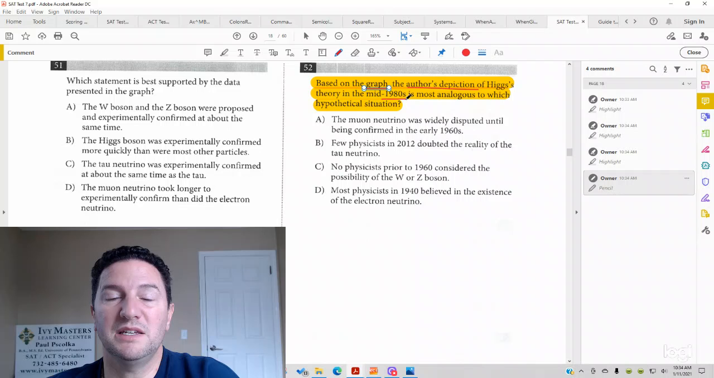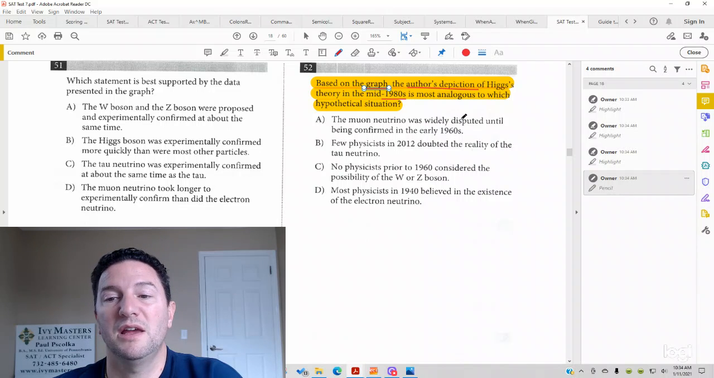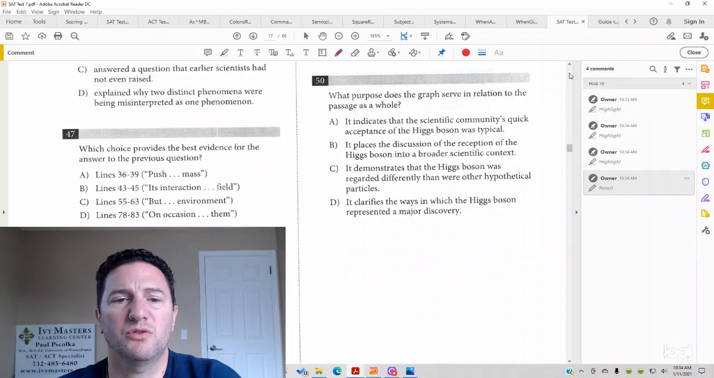Now it says mid-1980s. Usually it's easier to look at the graph first because you know exactly where it is, and then you got to swim through the passage if you don't remember exactly where the answer to the question is. But this mentions a year. Usually years are really easy to find. But let's still look at the graph first.